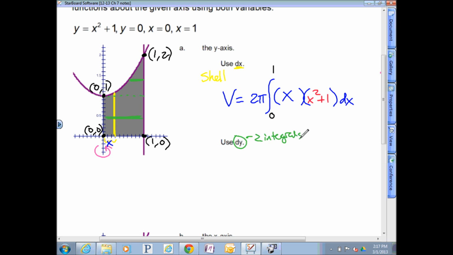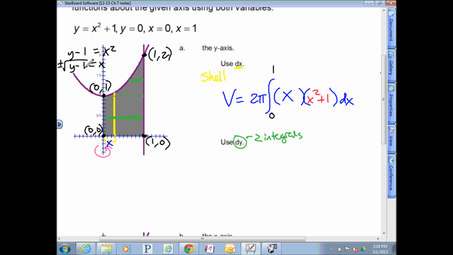So we're using dy's, which means eventually I'm going to need to get x by itself in this equation. So y minus 1 is equal to x squared, so that means x is equal to plus or minus the root of y minus 1, and since we're using the right half of that graph, we would only want the positive root of y minus 1. Now we'll see how that plays in.